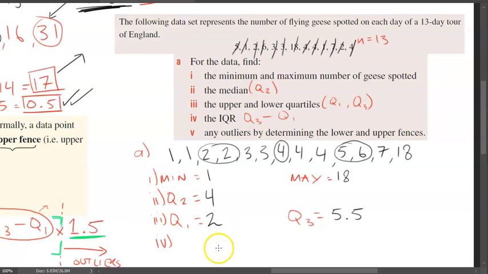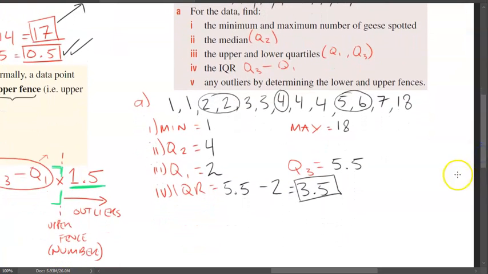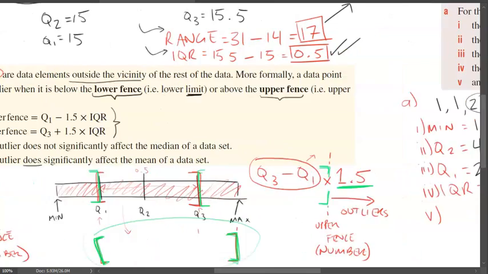Our range in this case is 17 because it's maximum take away minimum. For the IQR, this is going to be equal to Q3, which is 5.5, take away 2, which is 3.5 as our IQR. Now this IQR is going to hold an important role to determine if there are any outliers from a lower and upper fence. So this is the tricky part where we're using the lower fence and upper fence formula.